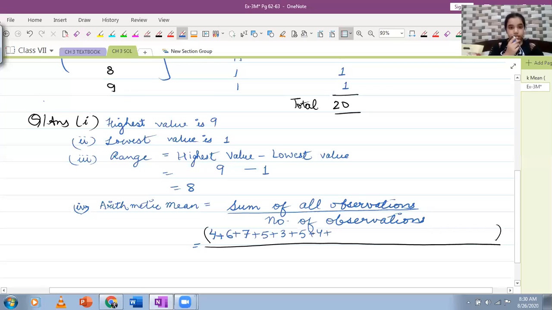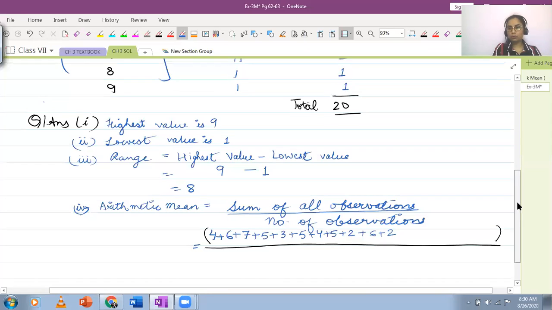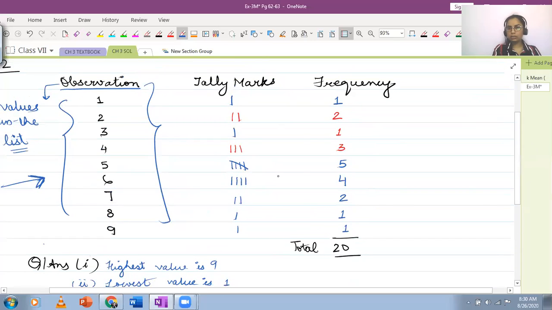Excuse me, ma'am. Ma'am, in arithmetic mean, there is written sum of all observation, but we are using frequency. Where? Ma'am, when we are adding the numbers, we are using from frequency. No, you don't have to use from there. Don't use from the table. You're talking about this? Yes, ma'am. No, why would you add a frequency? You have to add the observations.